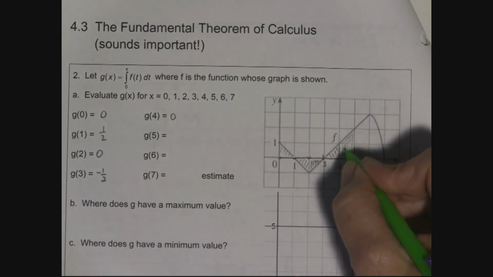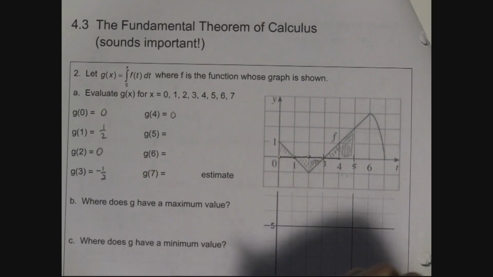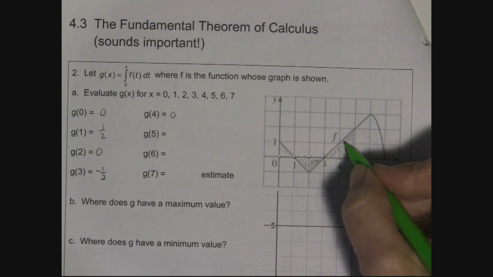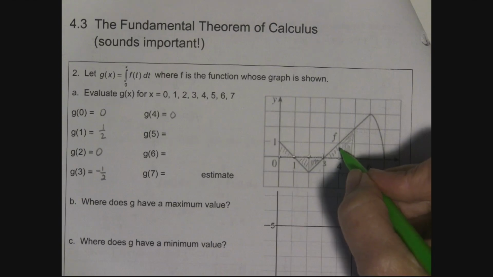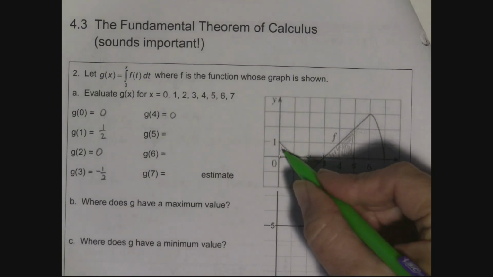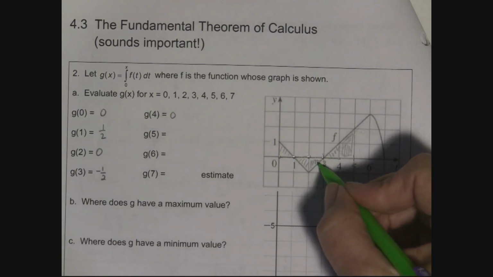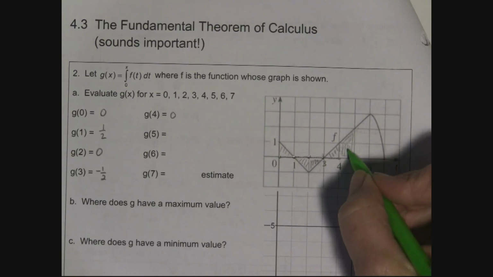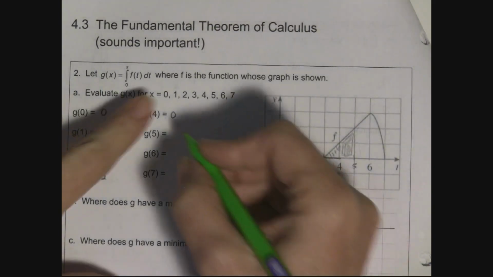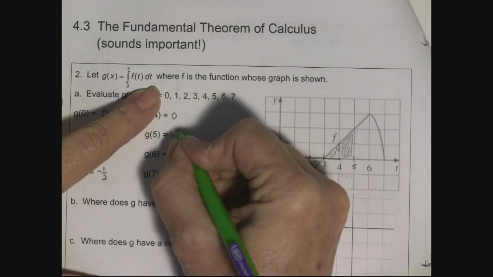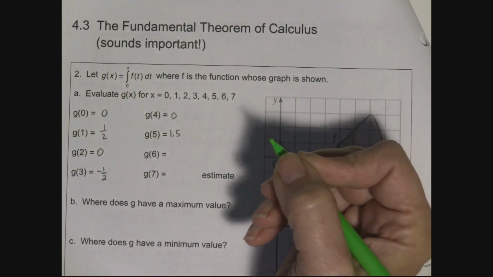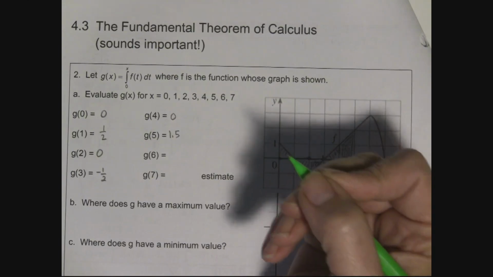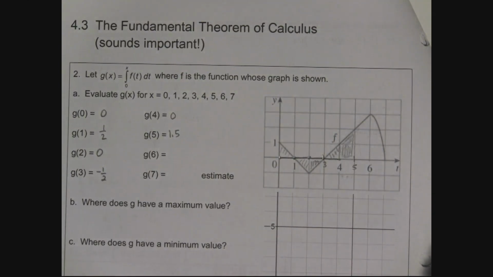So as we go along here, you can see that that's perfectly half, and then this is an area of 1, so this is 1.5. So this made 0, this made 0, and then now I have 1.5, which I can write as 1.5, or I can write as 1.5. Either way is good, so I'm going to write 1.5.